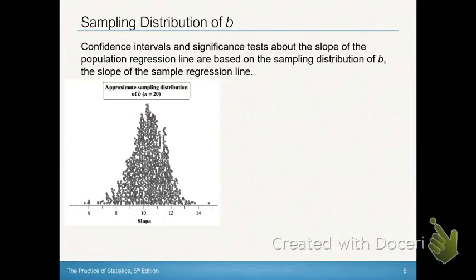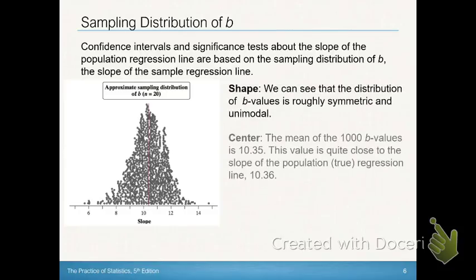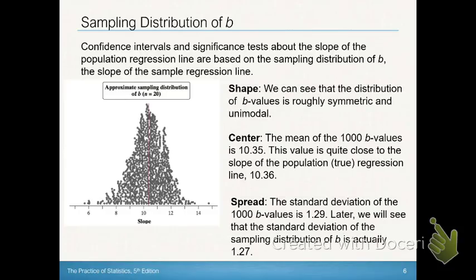Just like we had sampling distributions for proportions and means of samples, we also have a sampling distribution for our slopes in our least squared regression line. And we are also interested in the shape, center, and spread of this distribution as well. So we are hoping that this distribution ends up being roughly symmetric and unimodal so that we can use things like our significance test to be able to make conclusions.